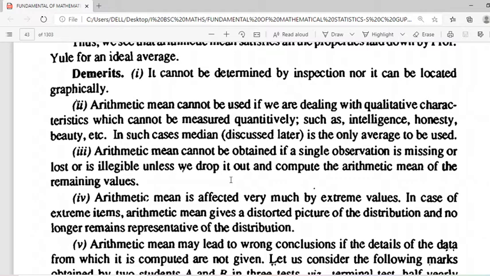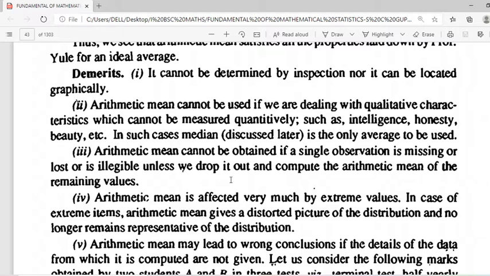It cannot be determined by inspection, nor can it be located graphically. To locate it graphically, we should have some x and y components, but here there is no xy, only one component. Another disadvantage: the arithmetic mean cannot be used if we are dealing with qualitative characteristics which cannot be measured quantitatively, such as intelligence.